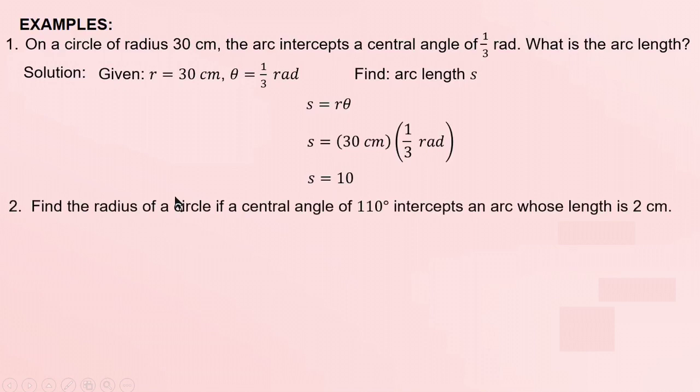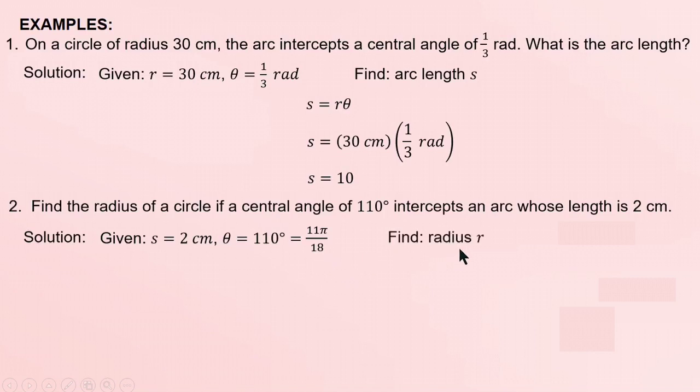Number 2. Find the radius of a circle if a central angle of 110 degrees intercepts an arc whose length is 2 centimeters. The value of s is 2 centimeters, the arc length, while theta, or the central angle, is 110 degrees. But remember, theta must be expressed in radian measure. So we convert 110 degrees to radian by multiplying it by pi over 180 degrees. And that is equal to 11 pi over 18.